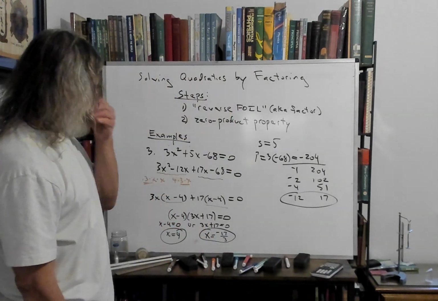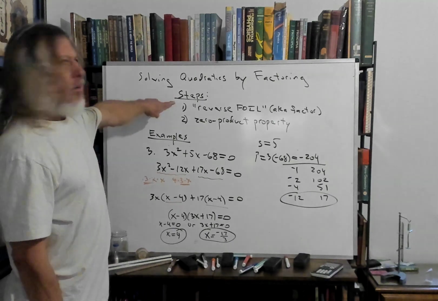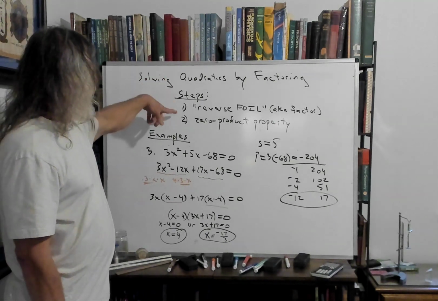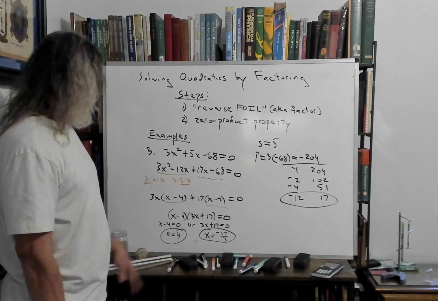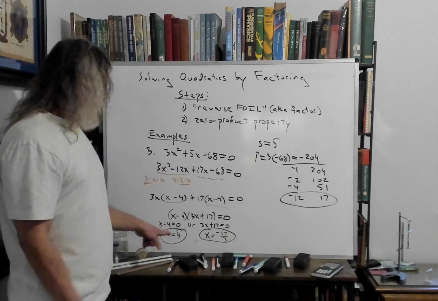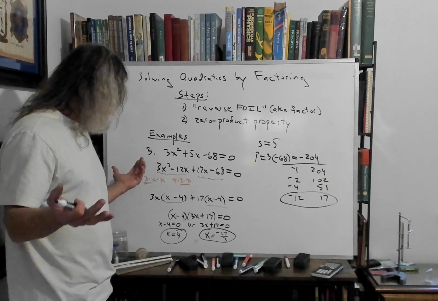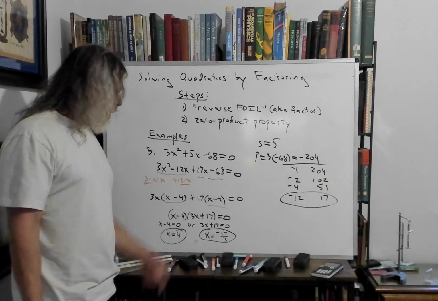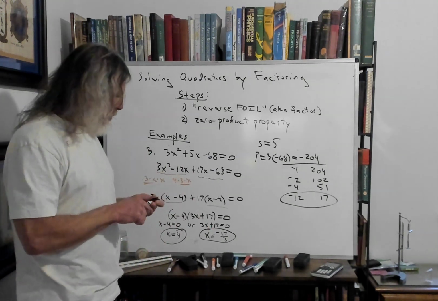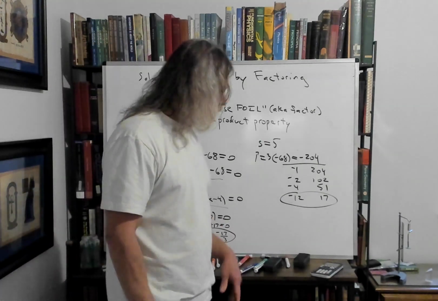So there's 3 examples here for you. Reverse FOIL, then do zero product property. We get this quadratic, we go, whoa, it's just 2 linear equations put together. And we solve each linear equation alone. And that's it. All right. Solving quadratics by factoring.